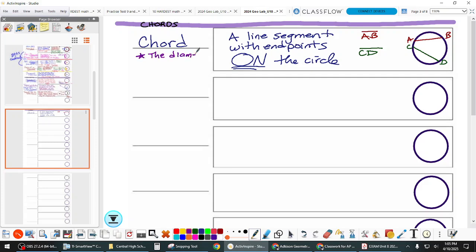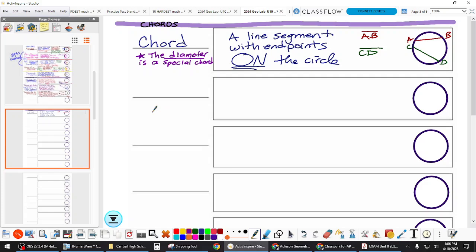So here's an interesting fact, that the diameter is a special chord. Why would we call it a special chord? What does the diameter do? Yeah, it divides the circle in half. So like the arc measures are split in half. The area is split in half. Also, it goes through the central point? Yeah, it goes through the center of the circle, right? But it still has its endpoints on the circle, so it's a chord.